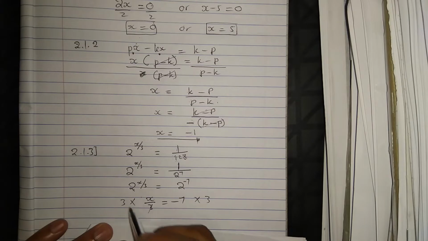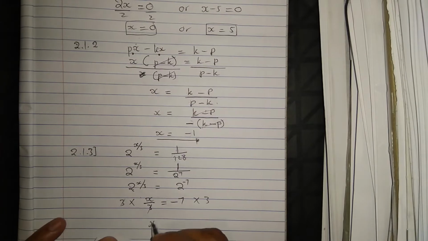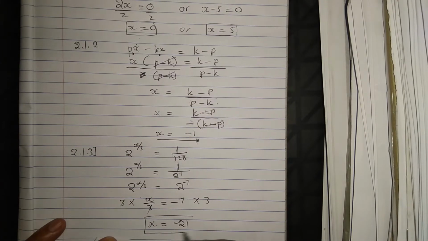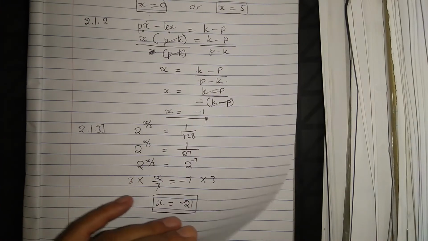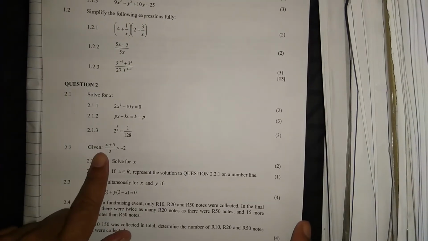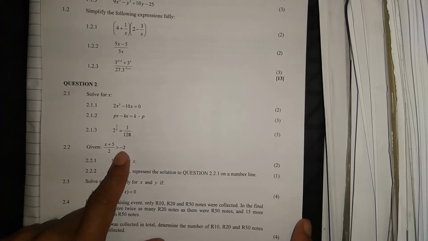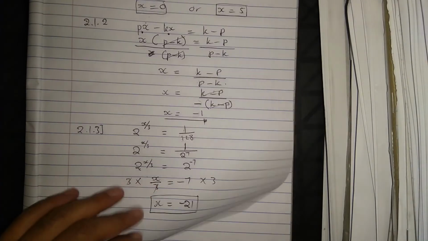Why with 3? Because we want the 3 to cancel, leaving us with x, and then -7 times 3 is -21. It's -21, right? So that concludes question 2.1. Now 2.2. We are given an inequality because of the inequality sign now. So solve for x.